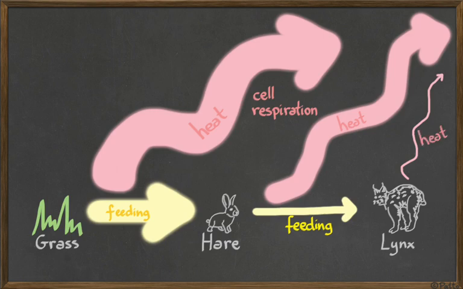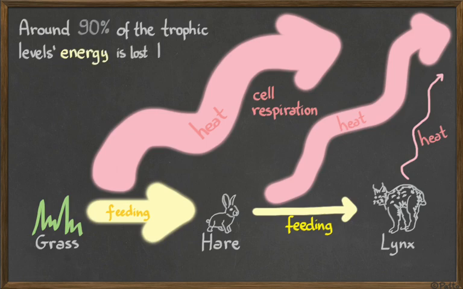So because of that, we are going to say that around 90% of the trophic level's energy is going away in the way of heat. Cell respiration spends, wastes, whatever you want to name it, 90% of the energy of each trophic level. That means that only 10% of the energy passes on to the next trophic level. So it's a small amount that passes, it's a lot that is lost.